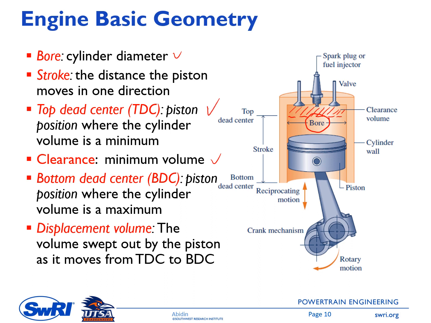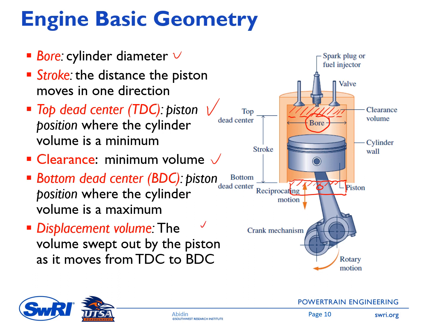Similarly, they also call it TDC or TC. So bottom dead center is the piston position where the cylinder volume is maximum. So imagine the piston is at this position, then we have a maximum chamber volume.